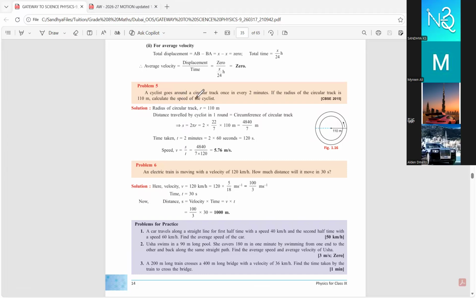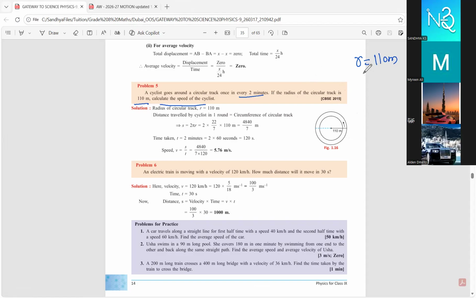A cyclist goes around a circular track once in every 2 minutes. Okay. If the radius of the circular track is 110 meter, calculate the speed of the cyclist. This is the formula. This is the question. So in 2 minutes he is going around like that. Radius is given, so r is equal to 110 meter.